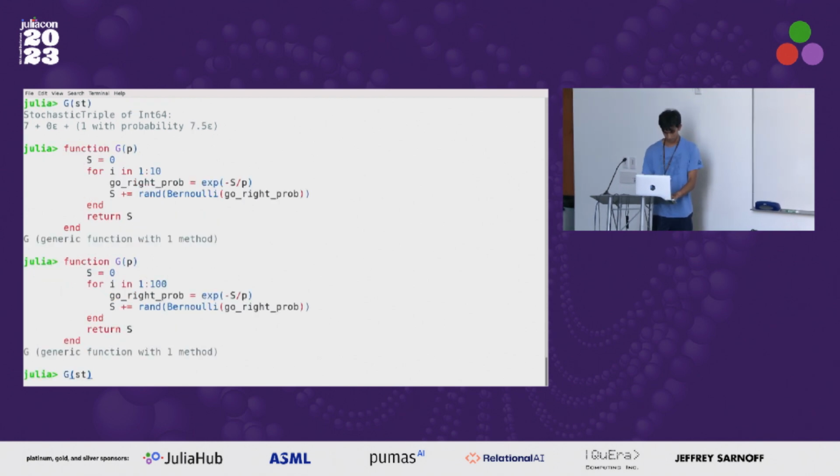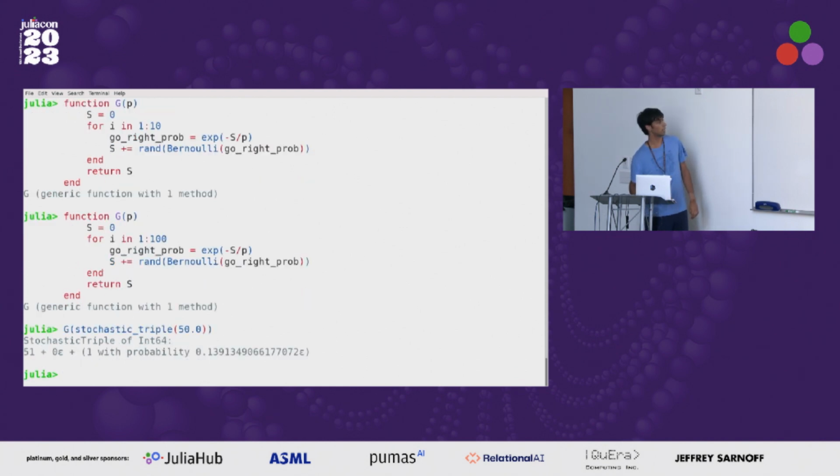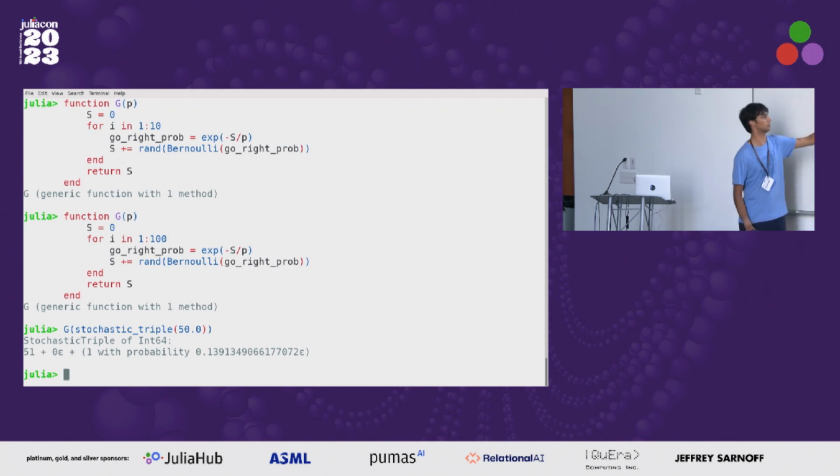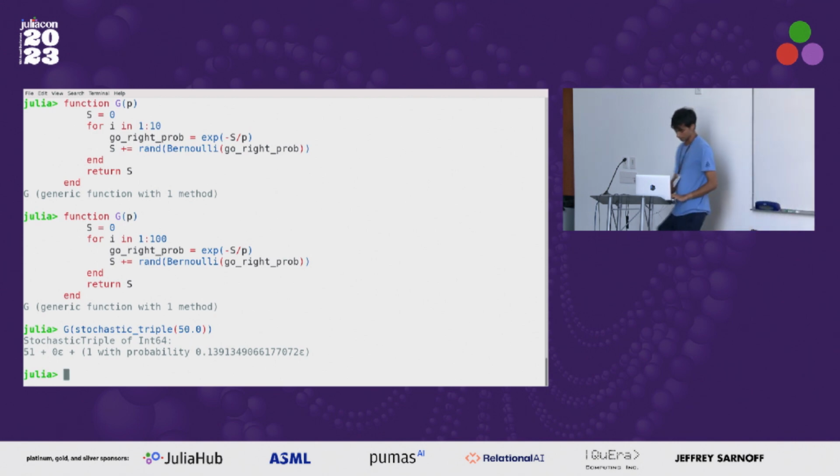Okay. So now let's think about putting our stochastic triple in here. Maybe 0.6 is not so fun of a value of P anymore, right? Let's try P equals 50. And what this is telling you is, the picture is you sampled this random walk and you originally got 51, and maybe you could have got 52. So your derivative estimate will be 0.139.